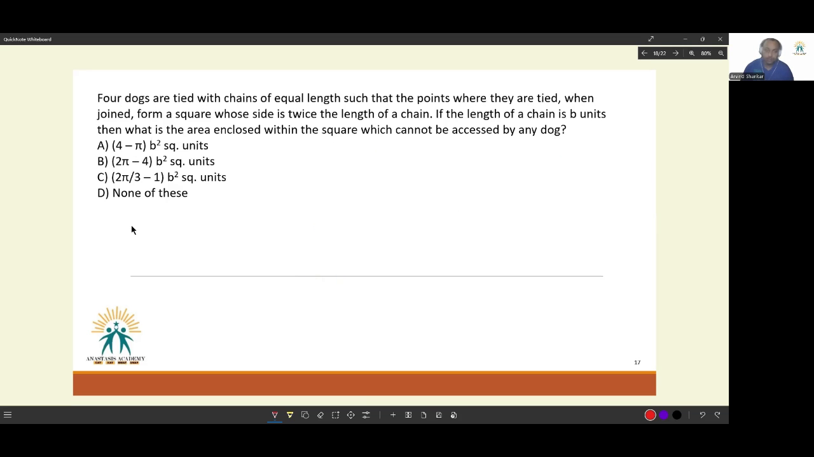Okay. Next idea. 4 dogs are tied with chains of equal lengths, such that the points where they are tied, when joined, form a square whose side is twice the length of a chain. If the length of the chain is b units, what is the area enclosed within the square which cannot be accessed by any dog? Okay, this is very similar to what we have done earlier. Let's see.